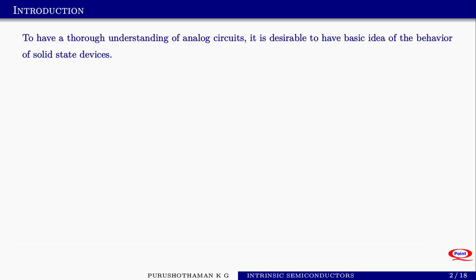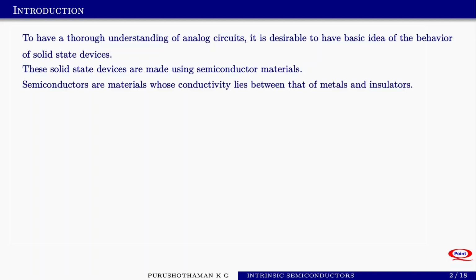From the first lecture, we have seen that to have a thorough understanding of analog circuits, it's desirable to have a basic idea of the behavior of solid state devices. These solid state devices are made using semiconductor materials. Semiconductor materials are materials whose conductivity lies between that of metals and insulators.